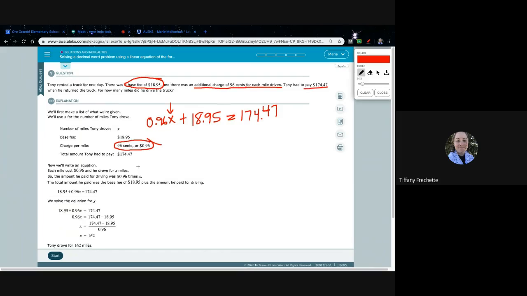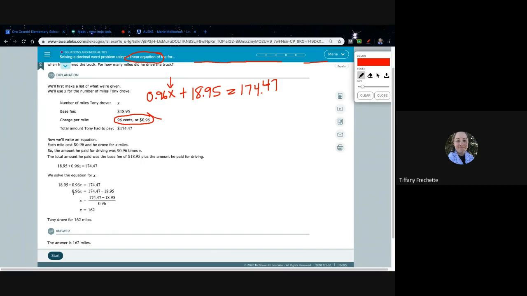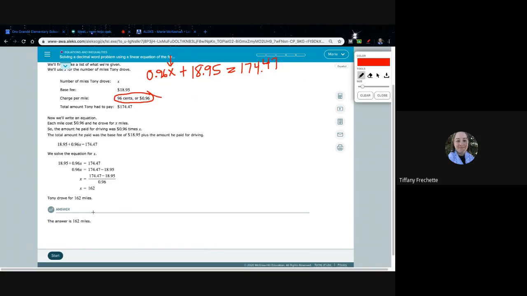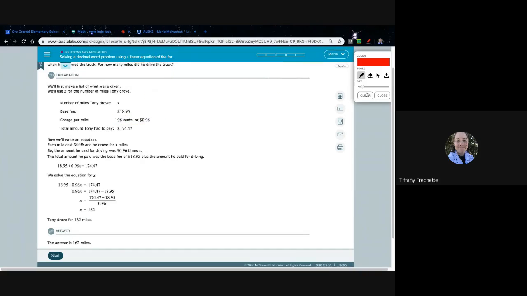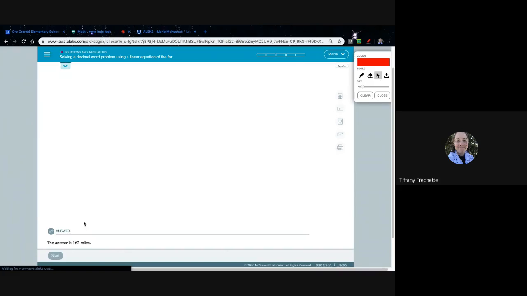Then we go through and we solve this equation. They do that down here in the example. They start trying to get x by itself. So they move the 18.95 to the right side and they subtract. And then they take this 0.96, it's being multiplied by x, so they divide it to the right side. And then we do have access to our calculator in here. So they do all this at once, and they get 162 miles. So this is what we're going to do on the next page here. We're going to clear this out, and we're going to go ahead and get started.